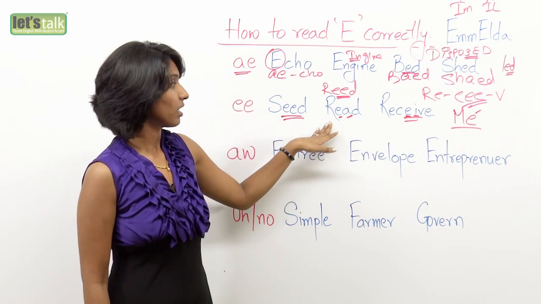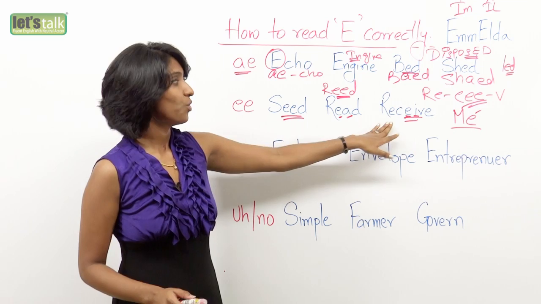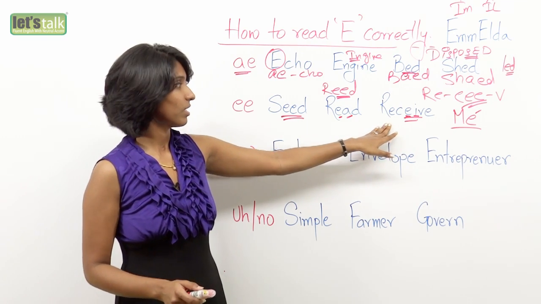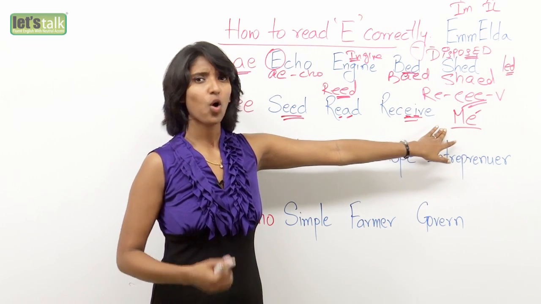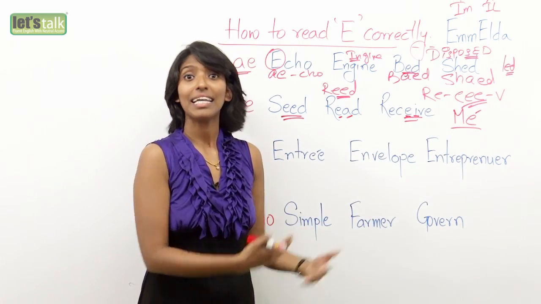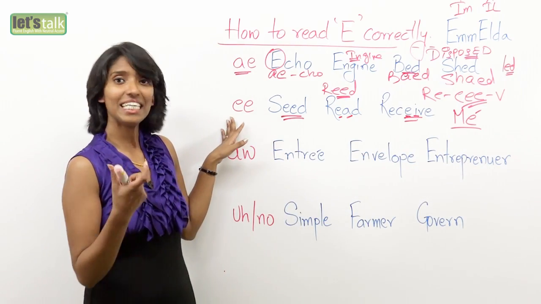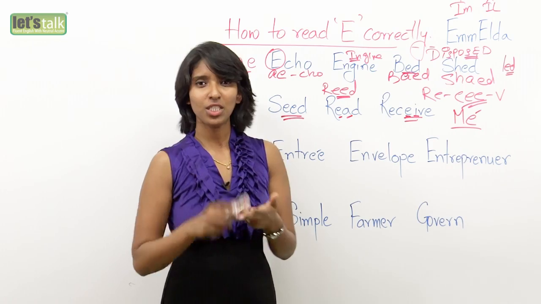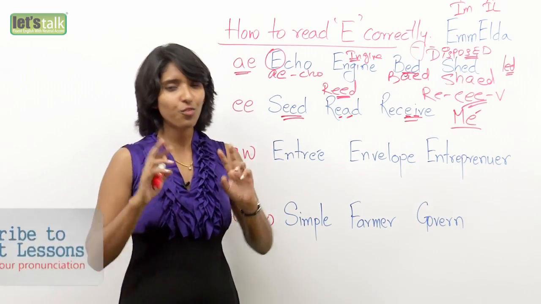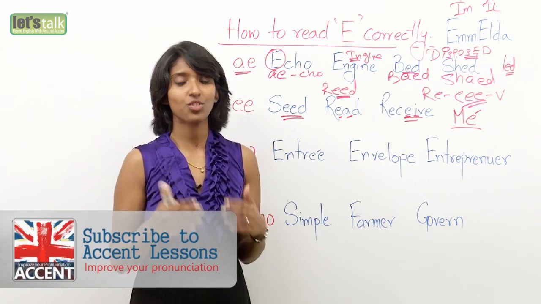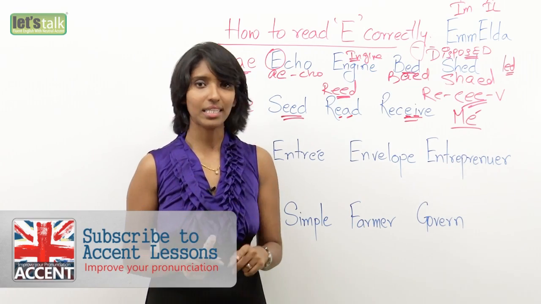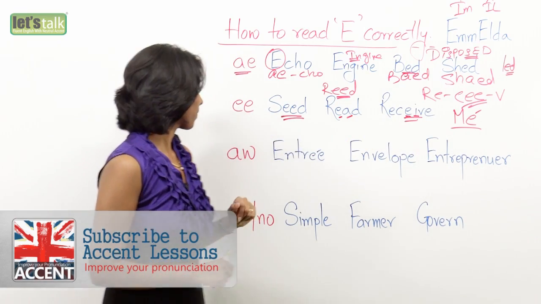Seed, read, receive, me, or we, or she, he. So it has the long E sound. He, she, me, we are few exceptions where there is no extra vowel. It's just one E. Me.